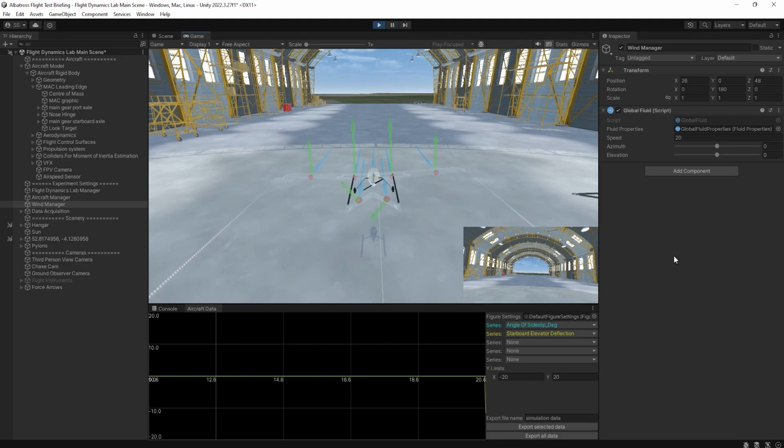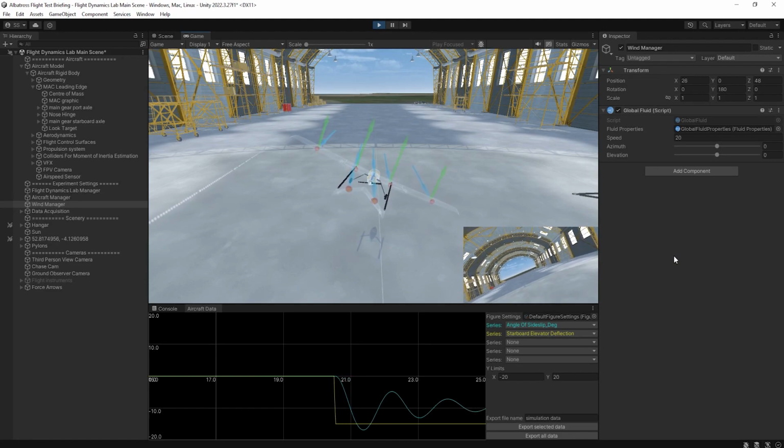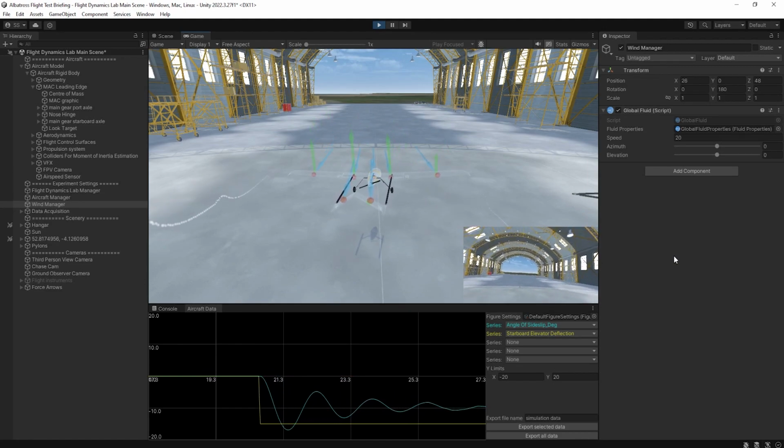The rudder deflections produce a side slip angle of the correct sign. The damping in yaw can be seen to be much lower compared to the damping in pitch.